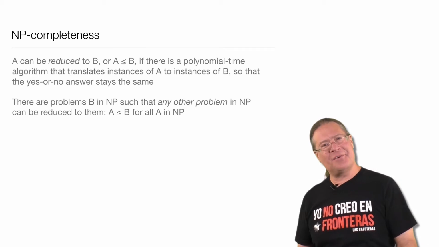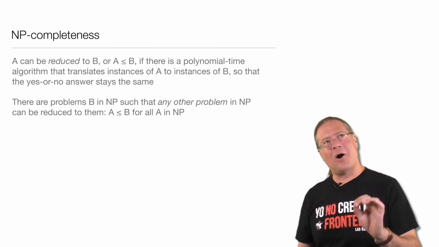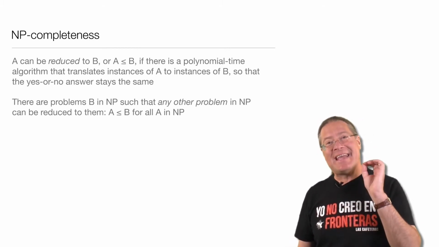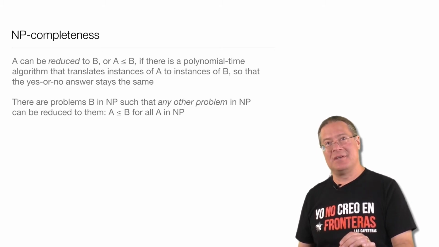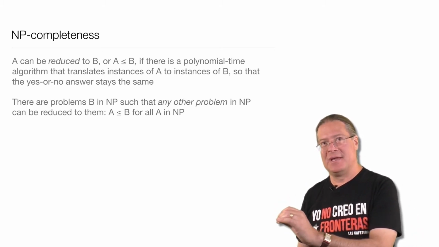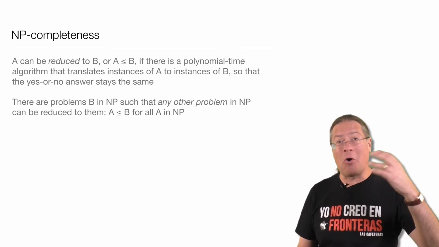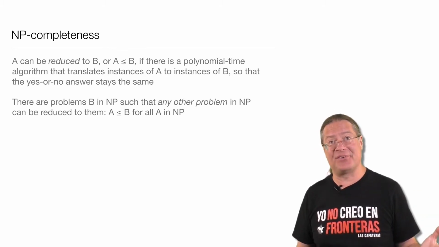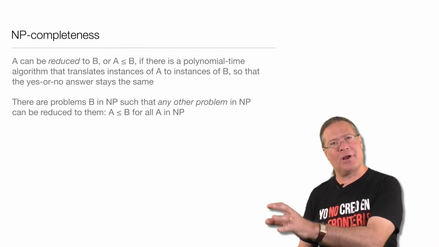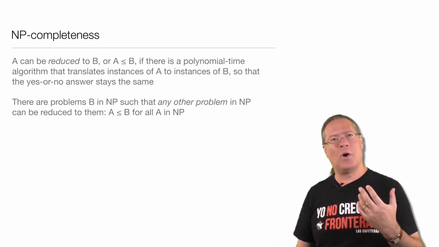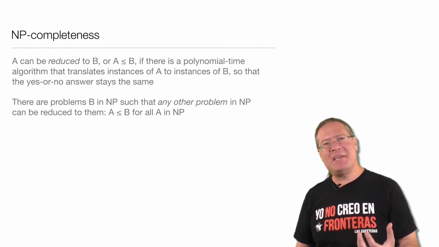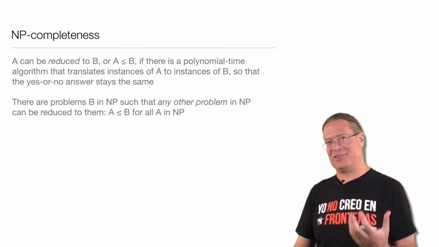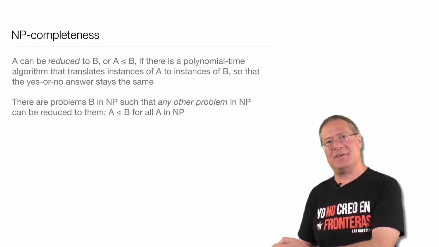Now, here's the surprising fact. There are problems in NP, which I'll call B, so that every other problem in NP can be reduced to them. Problems B, so that for all problems A in NP, any problem where solutions can be checked in polynomial time can be translated into this problem B. What in the world does that mean? That means that B is somehow such a general problem that we can express nearly any other kind of solution checking problem in terms of B.